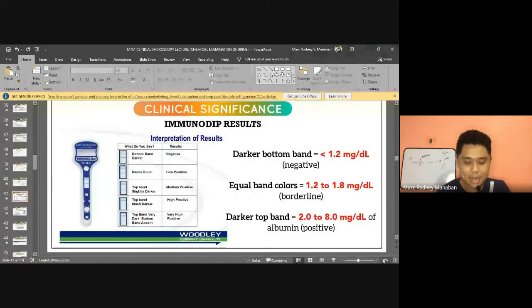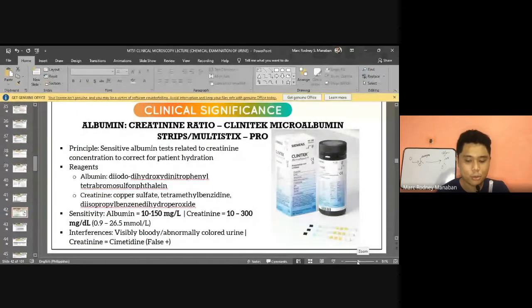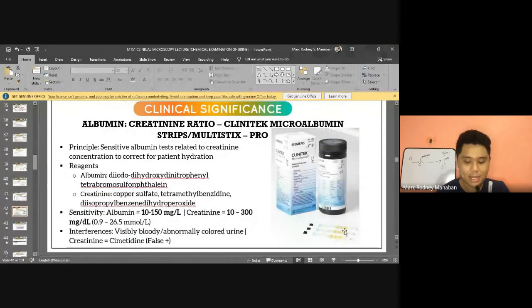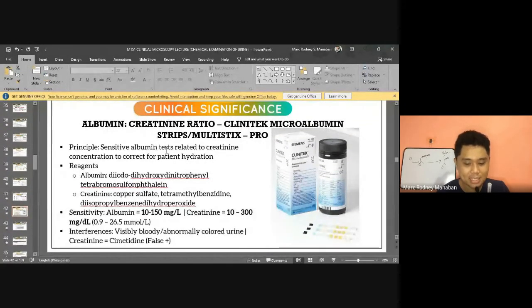Okay. Alright. Next, you have your albumin-creatinine ratio. Ayan. So the albumin-creatinine ratio, some of your strips already, ang ginadetect ra kay albumin and apil ang creatinine, no? So the principle here is sensitive albumin tests. They relate to creatinine measurement to correct for patient hydration. Because remember that creatinine is secreted at a constant rate, no? Bahalag kinsa man na siya, no? Constant rate ang secretion sa creatinine.